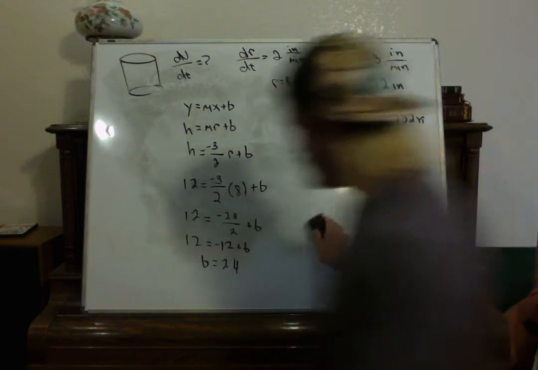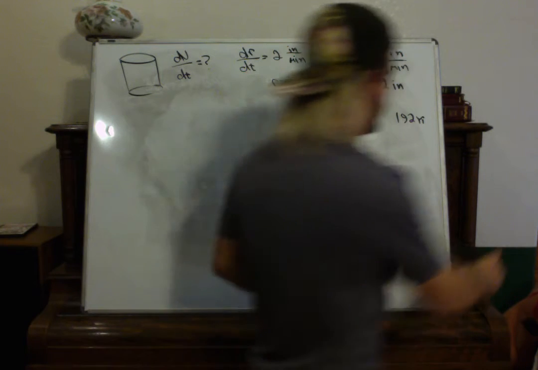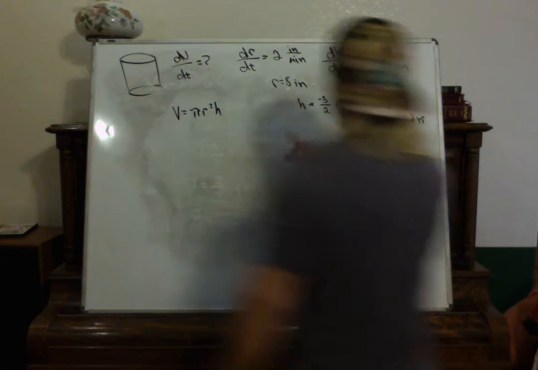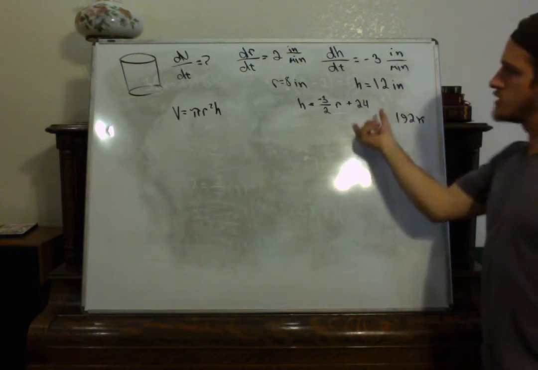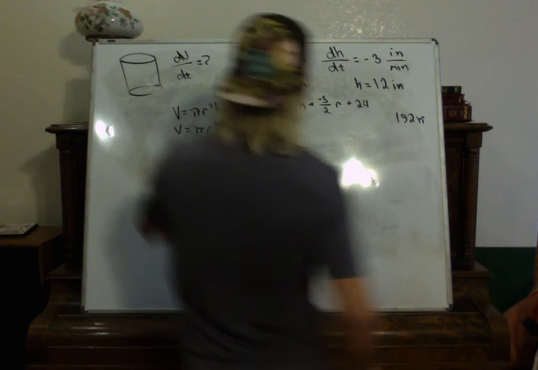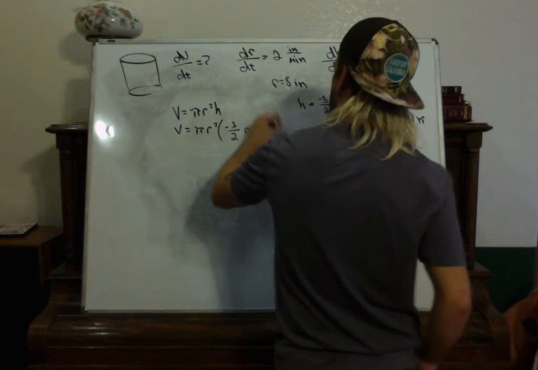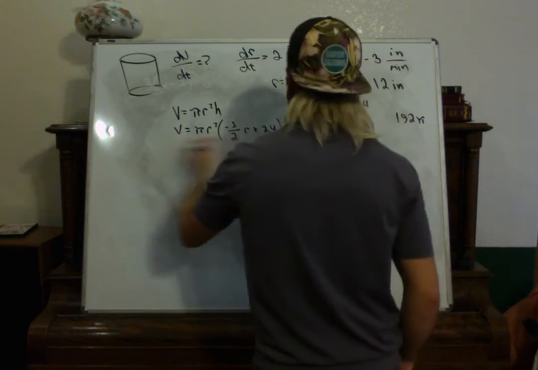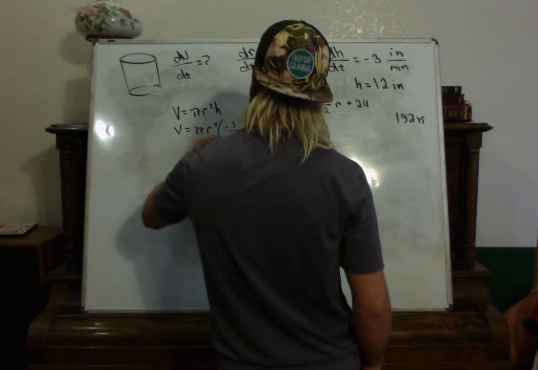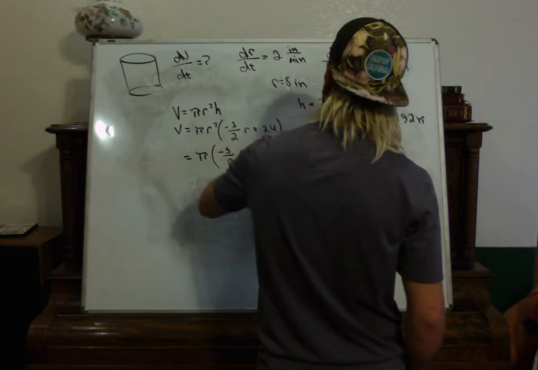All right. Back to our volume formula. V equals pi r squared h. We know now that h equals this, so let's go ahead and substitute that in for h. V equals pi r squared times negative 3 halves r plus 24. Good. Distribute the r. Pi times negative 3 halves r cubed plus 24r squared.